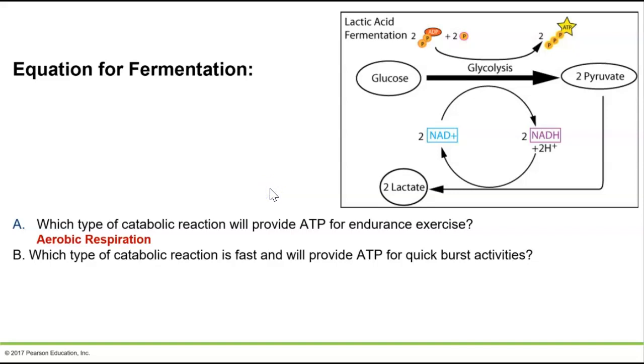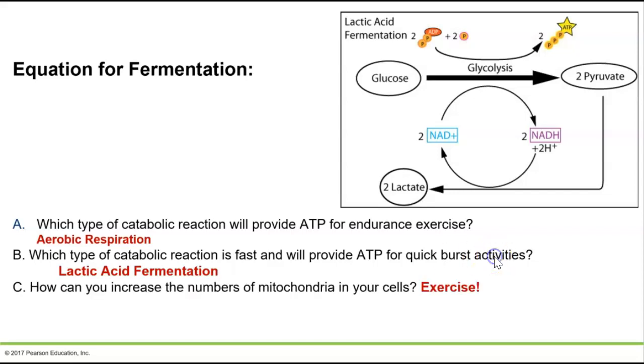Which type of catabolic reaction will provide ATP for endurance exercise? For long-term exercise, a human has to have aerobic respiration going on to make enough ATP to run a marathon or to do long-term exercise. But for very fast and quick bursts of activities, lactic acid fermentation producing those two ATP will be enough.